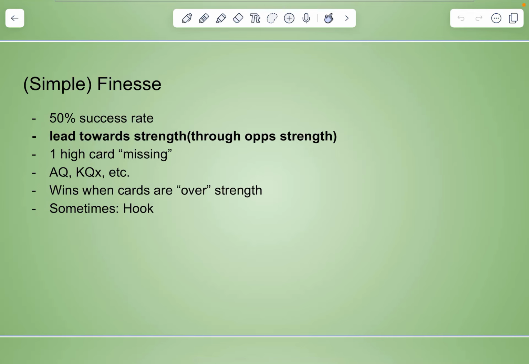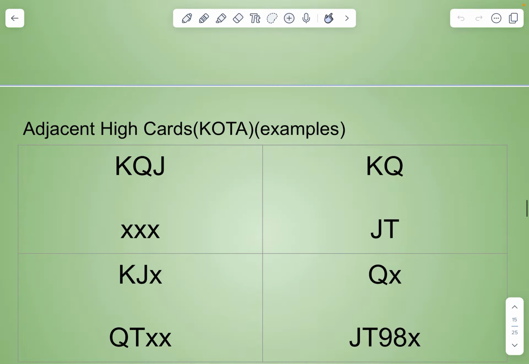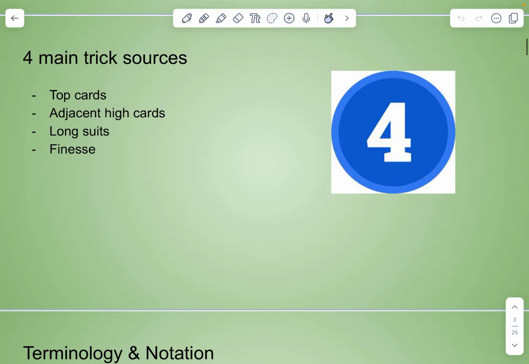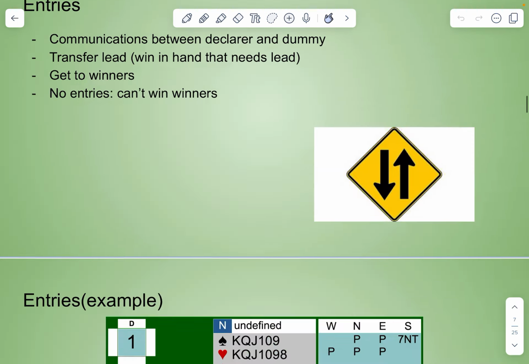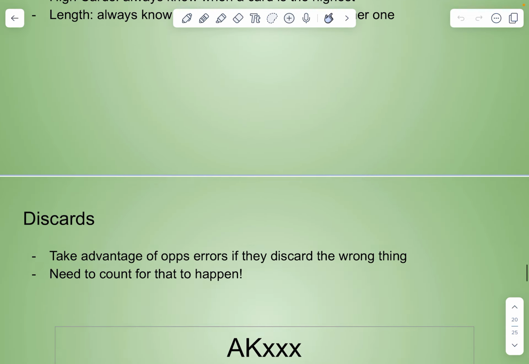Hi guys, so we're going to be finishing up this presentation hopefully in this video. Let's just get straight into it. Last time we talked about our third way of taking tricks. If we scroll all the way back up here, we talked about long sweeps and how we can get tricks from that. And then today we're going to talk about the finesse.